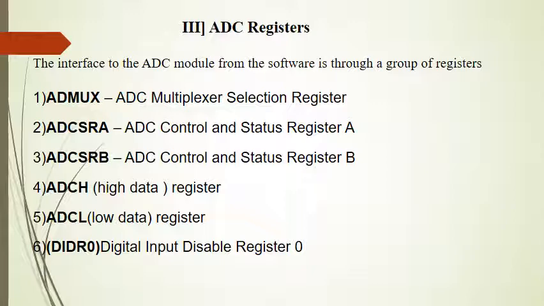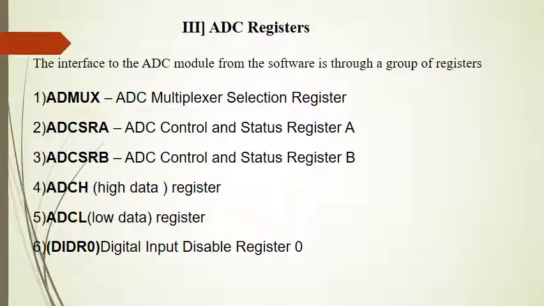In the block diagram, some registers were shown. So now we'll start with these registers: what are these registers and what is the need of these registers. To interface the ADC module, as we all know, we have to program the microcontroller through software. And for that, we need a group of registers. These registers may be for data storage, they may be for some type of selection.